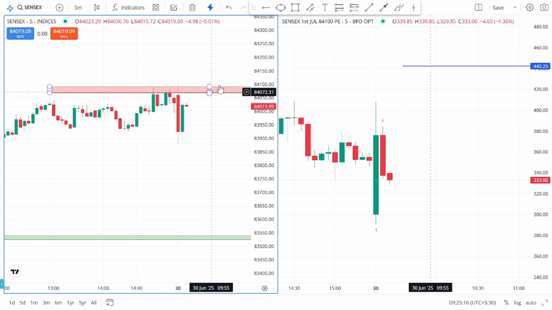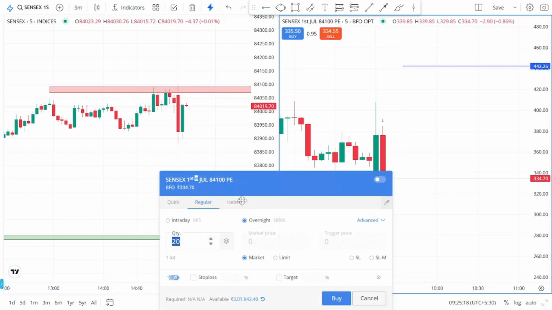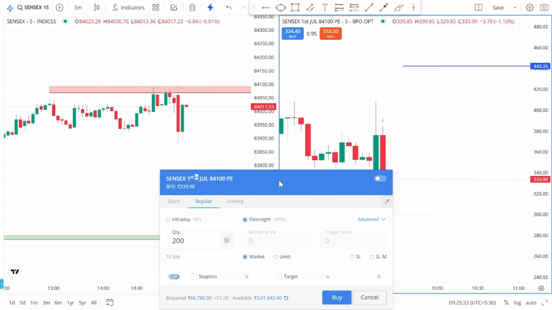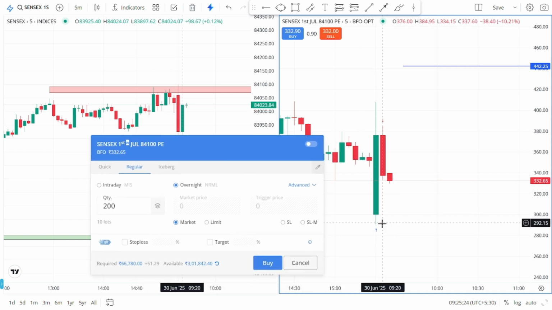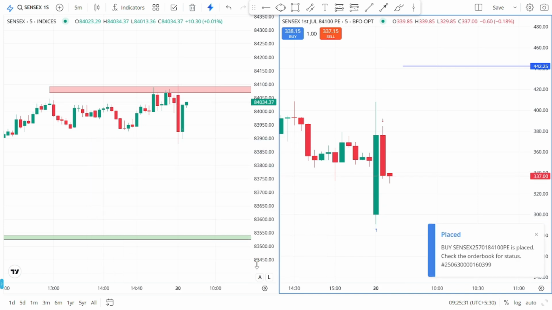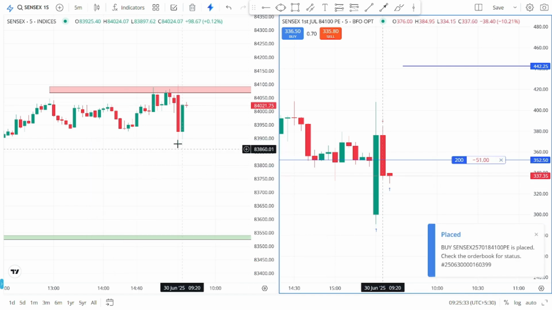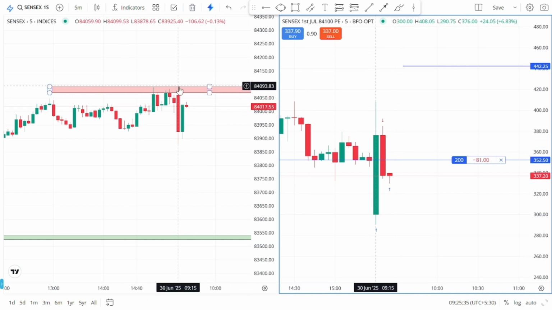The target is going to be the same as the previous one. Okay, entering with the same quantity we used previously. I'm just waiting for confirmation. Once I get the confirmation, I'll enter. You can clearly see, chalo, entering. It's very simple. As before, it's going to have resistance.